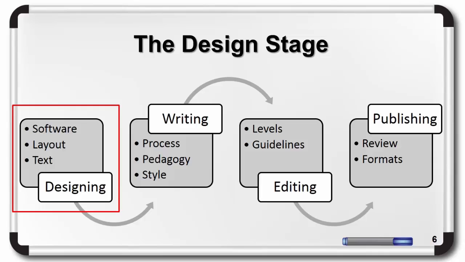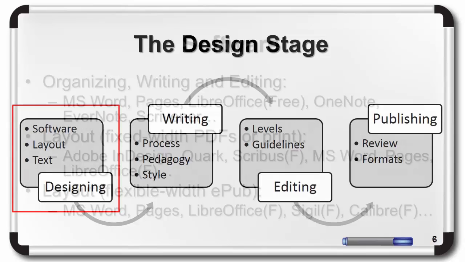Depending on which type of text you want to create, you may have different considerations related to how it is designed, written, edited, and published. The remainder of this lesson will focus on these four different stages. First, we'll discuss the basics of design, including how we make decisions about software, layout, and text.